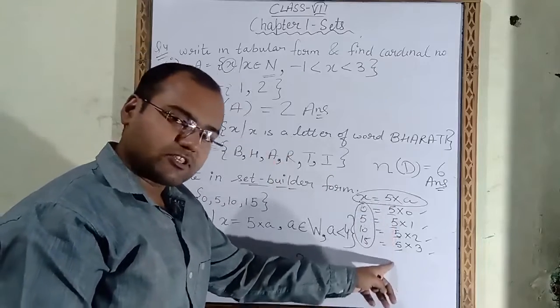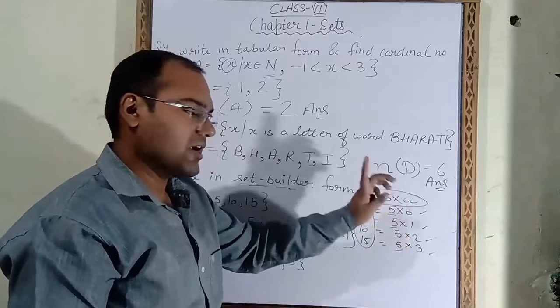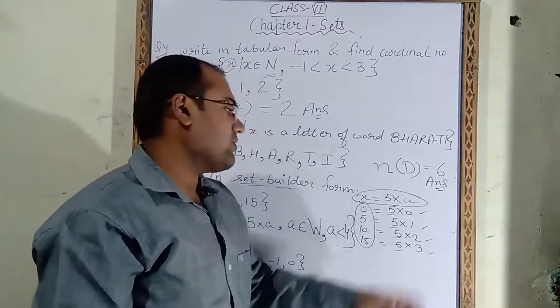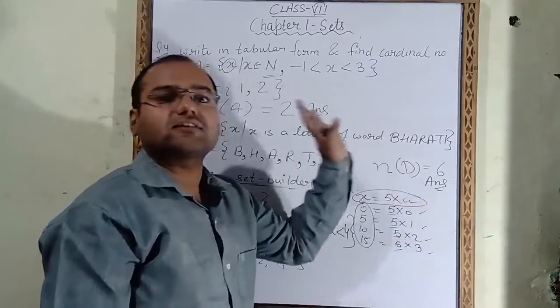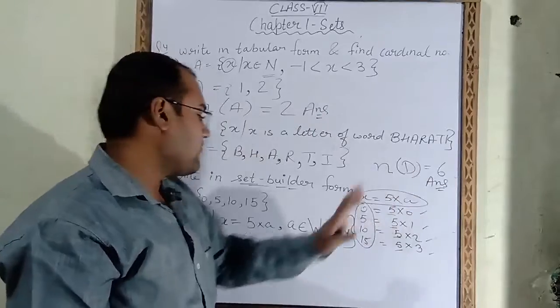5 is coming in every statement, so we have also taken 5. Multiply is also coming in every statement. Multiply, then 0, 1, 2, 3. These values are getting changed, so we will give one alphabet name. Let's say these values are of A. So we got one equation, x is equal to 5A.